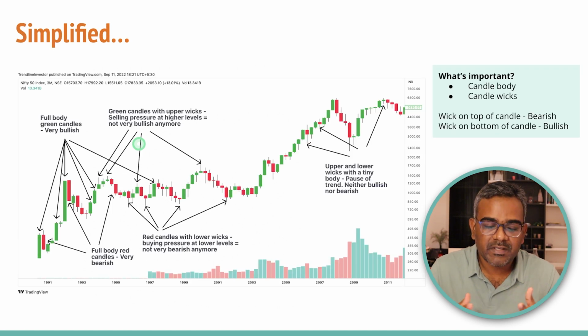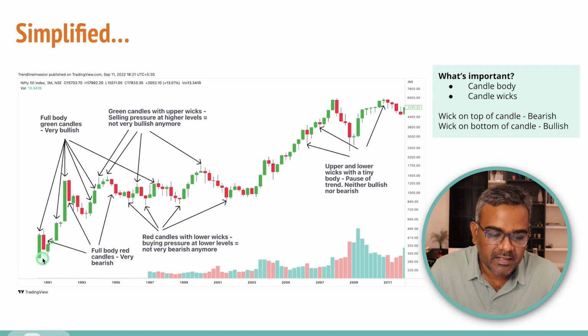So I'll just give you some examples as to how to identify candlesticks here. Now in this case, if you see here, I've taken an example of Nifty 50 quarterly charts, right? So this is somewhere 1991 to 2000. Now let's take some examples of what we've discussed till now.